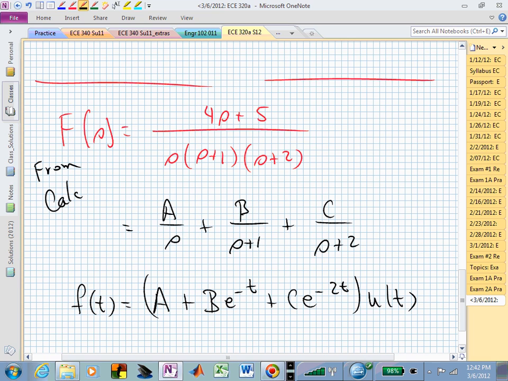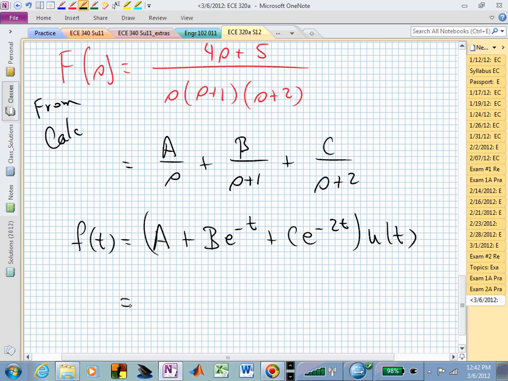Yes, and so the comment was, we could also write this as a plus b e to the minus t plus c e to the minus 2t, t greater than or equal to 0. Those are equivalent expressions, and that's what I'm looking for, one or the other of those for your answer in this class. Question?